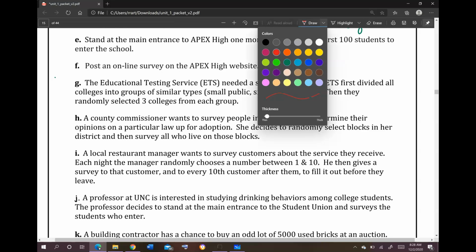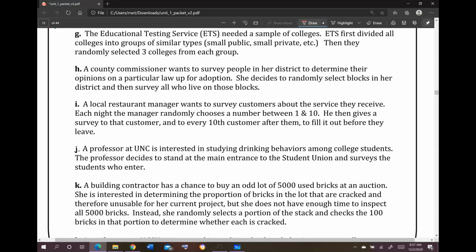All right, so the Educational Testing Service needs a sample of colleges. ETS first divides all the colleges into groups of similar types. So you've got your groups of small public, small private, and probably large public, large private. And then they randomly select 3 colleges from each group. See how it says each again? Remember, each is going to be your stratified. Cluster takes all, stratified takes each. So this is stratified.